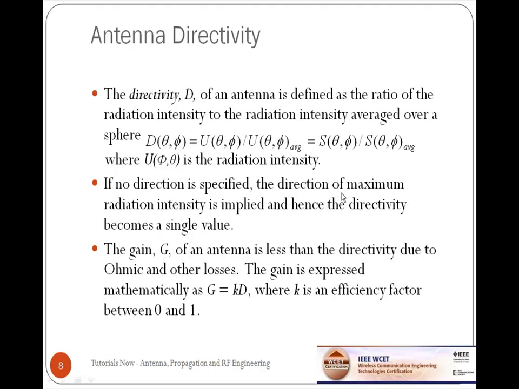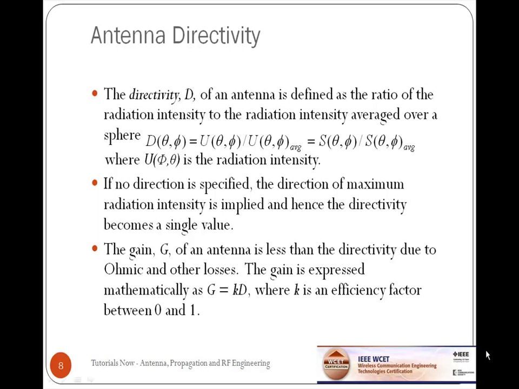So basically the directivity D of the antenna is a function of the angular values theta and phi, but if no direction is specified, then the direction of the maximum radiation intensity is often implied, and so the directivity in this case becomes a single value. The gain G of an antenna is less than directivity D due to ohmic and other losses. And so the gain is typically expressed as G equal K times D, where K is an efficiency factor between 0 and 1.